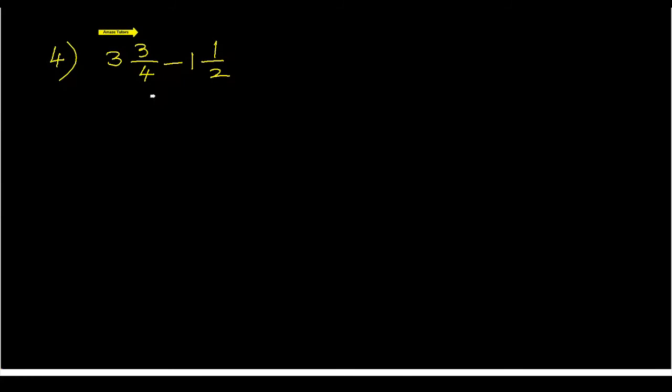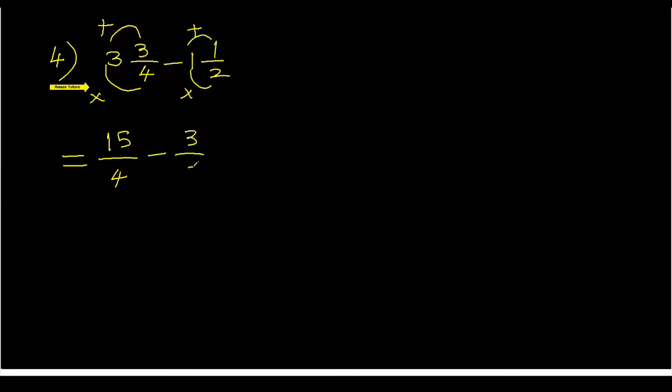See, mixed number subtraction with different denominators. Convert the mixed number to an improper fraction, multiply and add. 3 4s are 12, 12 plus 3 is 15. Convert the other one in the same manner. 1 2 is 2, 2 plus 1 is 3. 3 by 2. Now, are the denominators the same?